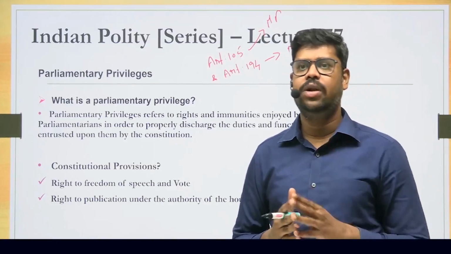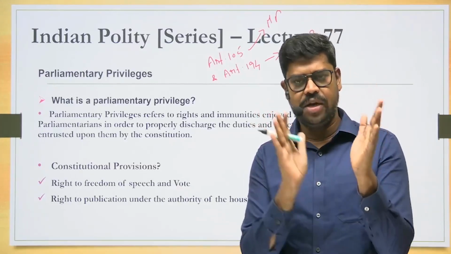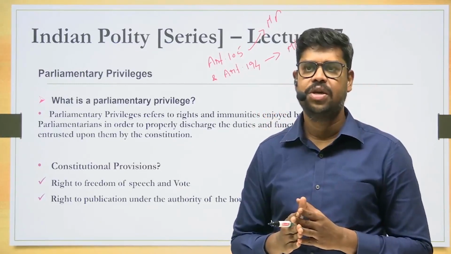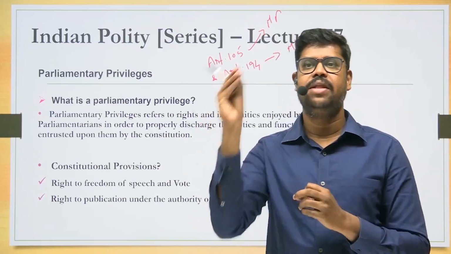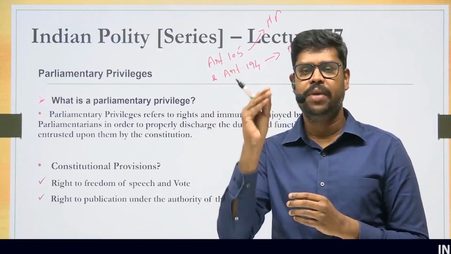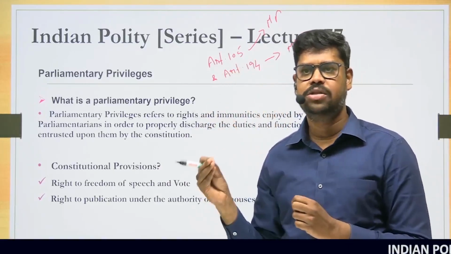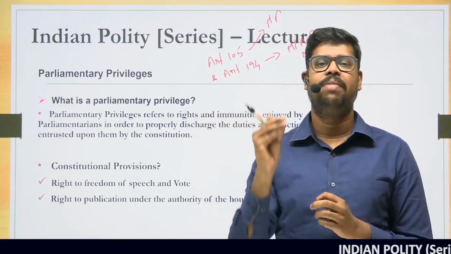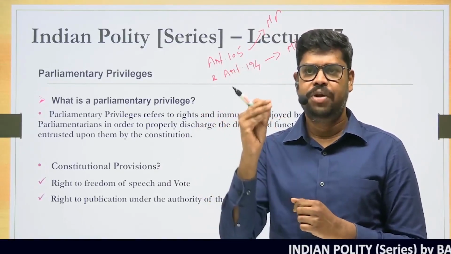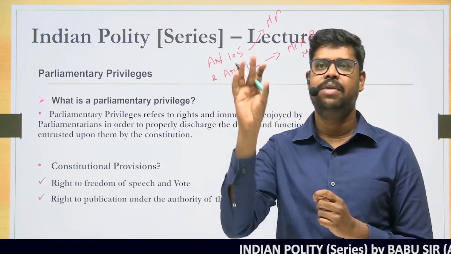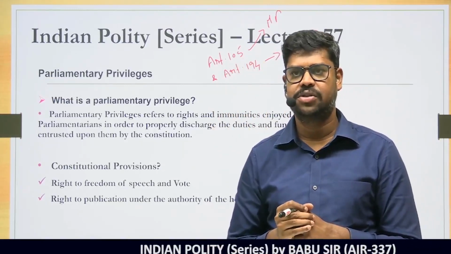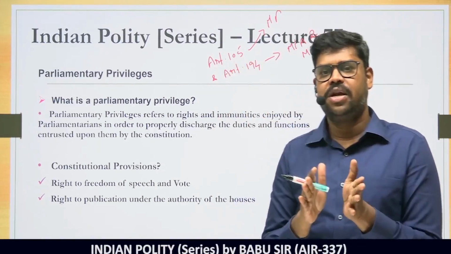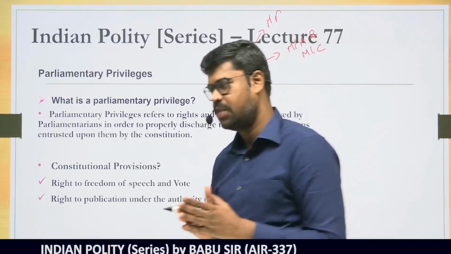But this is not the only privilege. So the rationality of providing these privileges is to empower the members of the legislature so that they can make the executive accountable, and making the executive accountable to the legislature is the very essence of a parliamentary democracy. To perform this function effectively, the parliamentary privileges will help the members of parliament and the members of state legislature. So this is the rationality as to why the privileges are given to them.